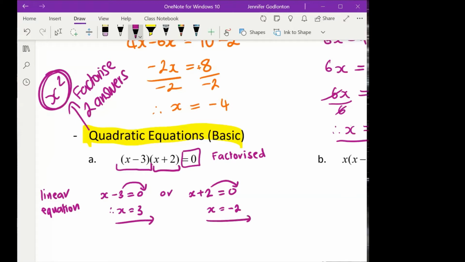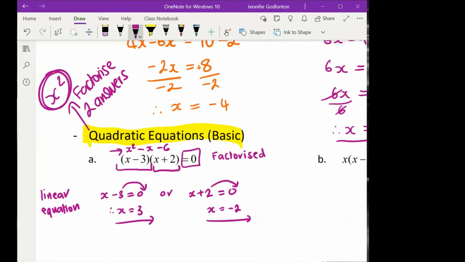Those of you who are saying, you just told me that quadratic equations have x squared and I don't have an x squared here, remember, I've already factorized this. So the original question would definitely have been x squared minus x minus 6. That's what it would have looked like. I've just done the factorizing step for you.